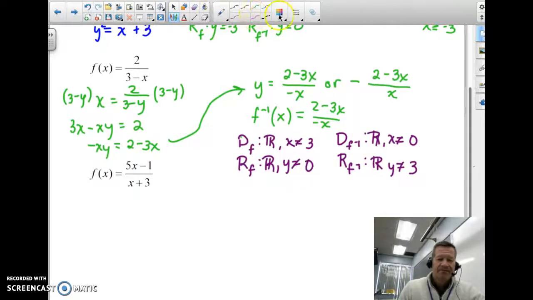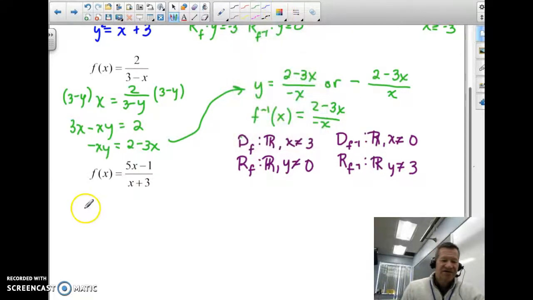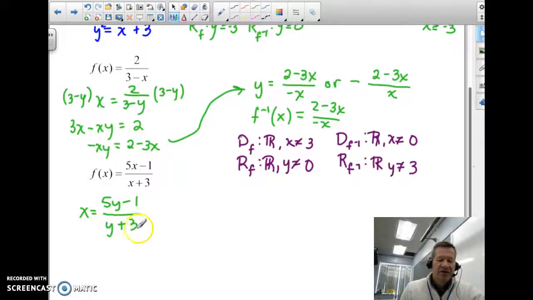Last example. Got 1 minute. Switch x and y. So x is 5y minus 1. Notice there's two x's here, so I got to put a y in place of each x. Multiply both sides by y plus 3. I'll get xy plus 3x equals 5x minus 1. Now I'll get y by itself. Oops, 5y minus 1, sorry.